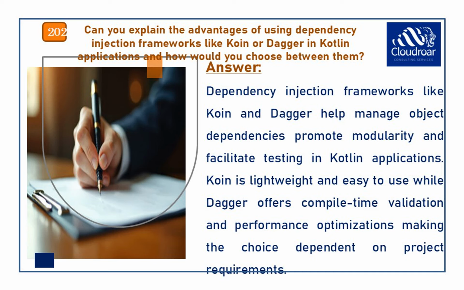Question 202. Can you explain the advantages of using dependency injection frameworks like Koin or Dagger in Kotlin applications, and how would you choose between them? Dependency injection frameworks like Koin and Dagger help manage object dependencies, promote modularity, and facilitate testing in Kotlin applications. Koin is lightweight and easy to use, while Dagger offers compile-time validation and performance optimizations, making the choice dependent on project requirements.